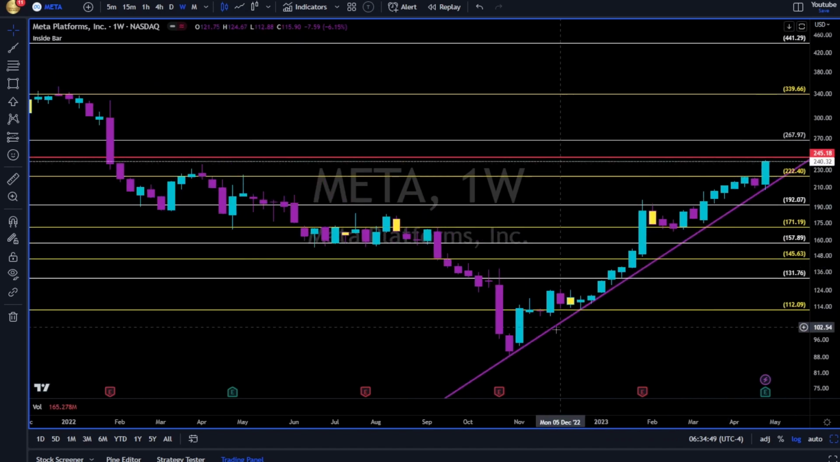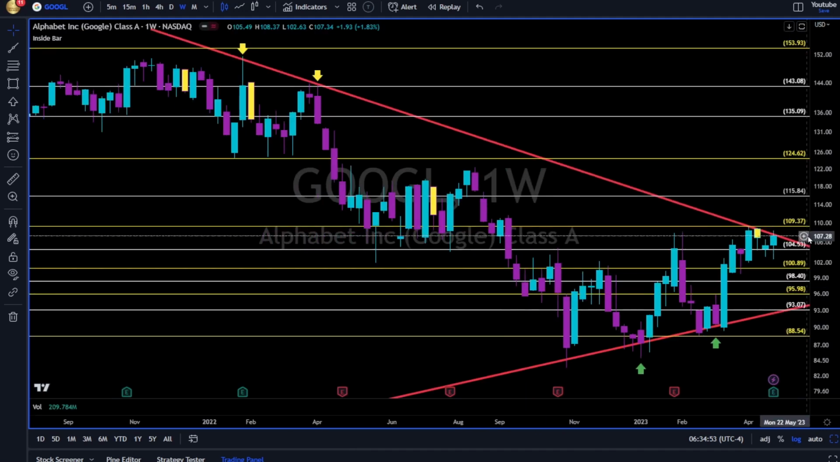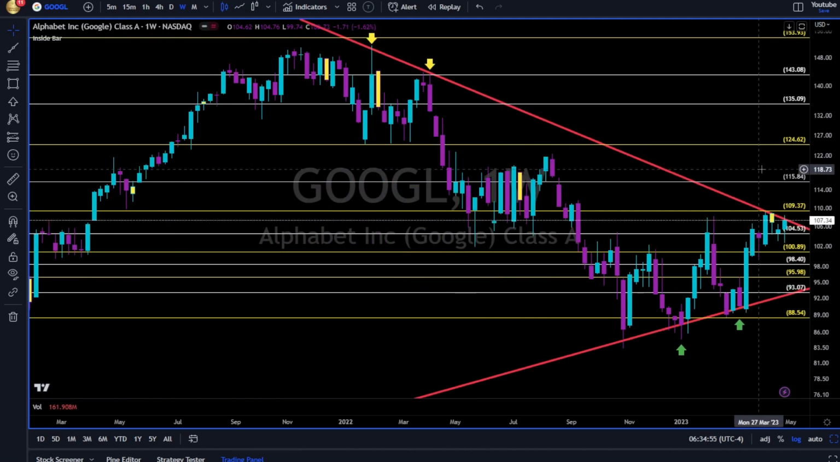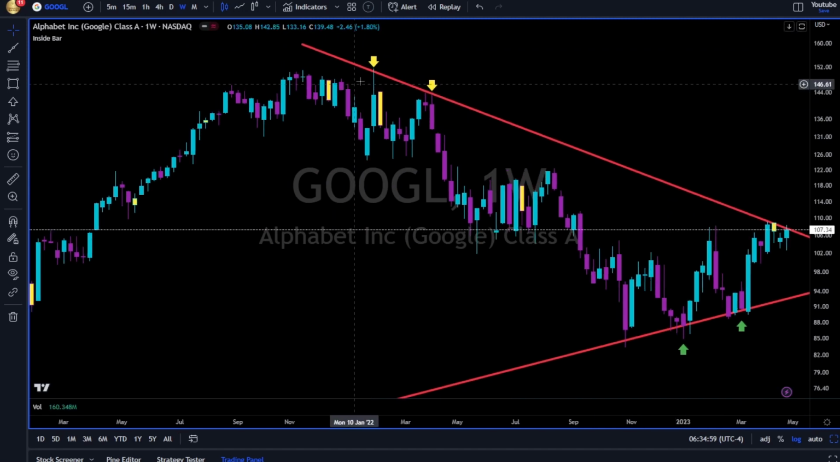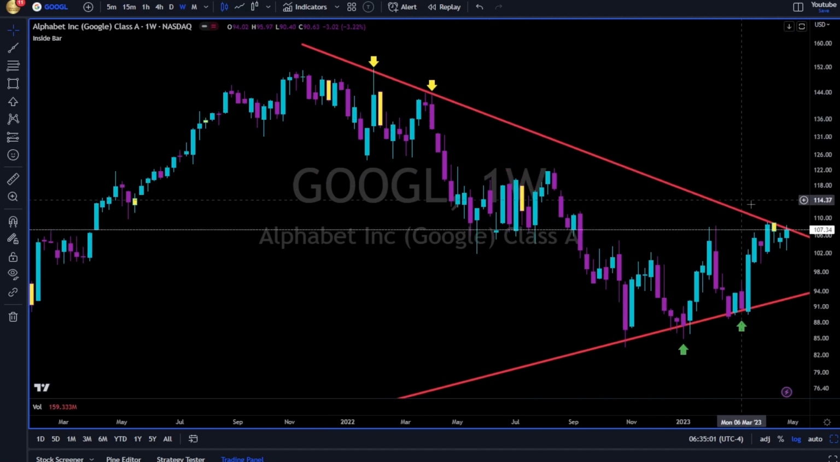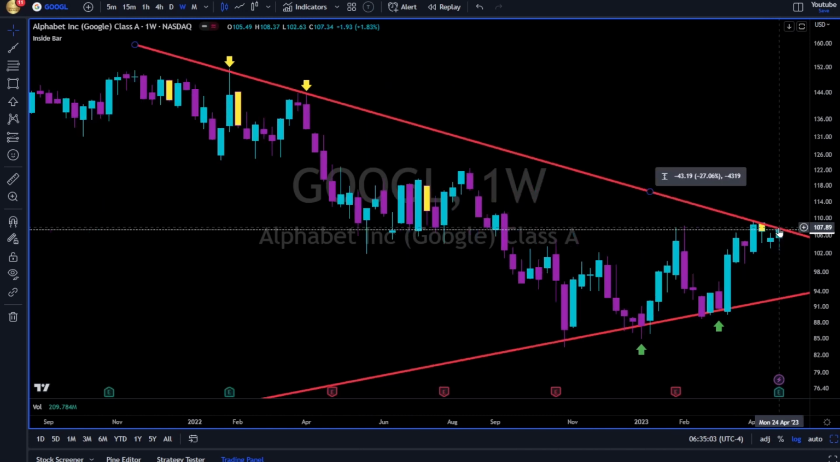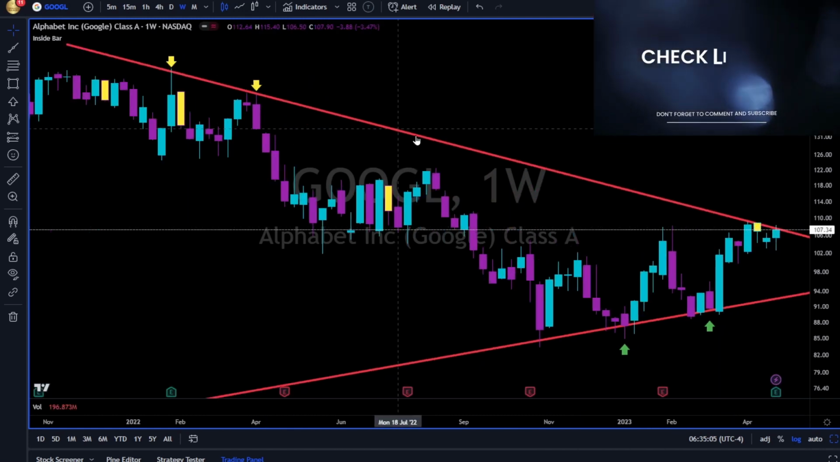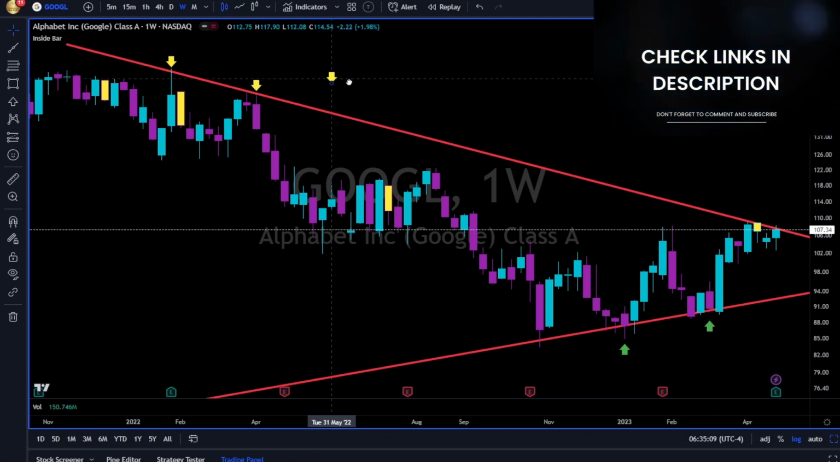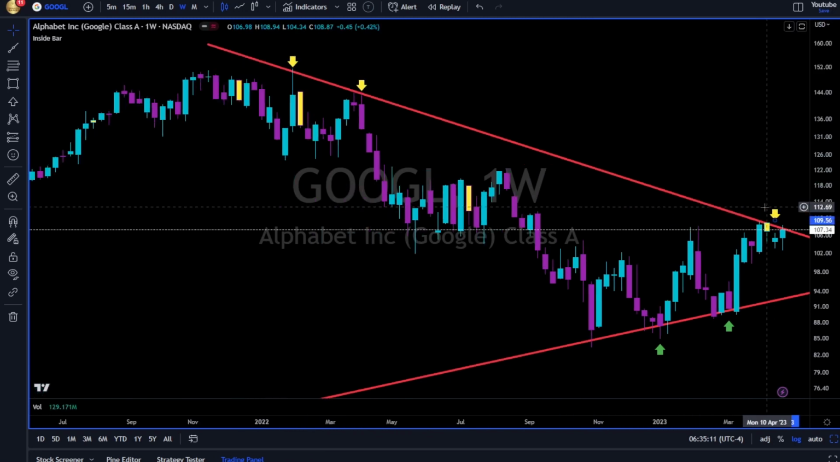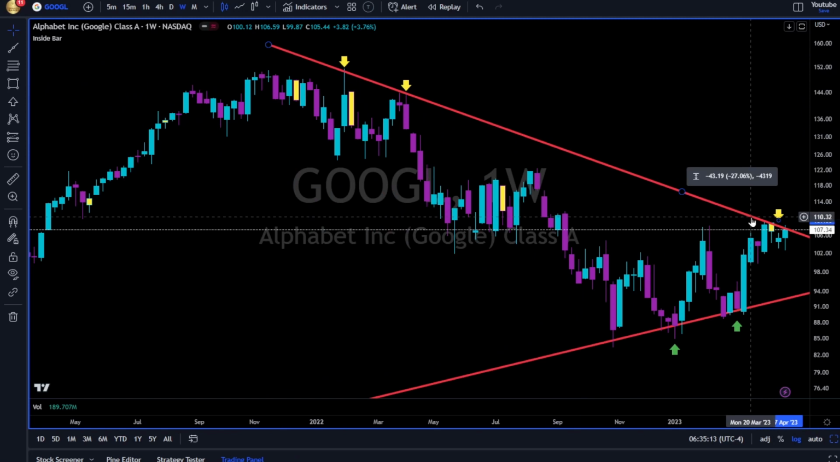But for now, Meta is in a very bullish uptrend. Google, not surprising. Trend lines, you guessed it, are the true support resistance for price action. This upper red trend line is not giving up on Google. Earnings, no earnings. We have technical analysis.